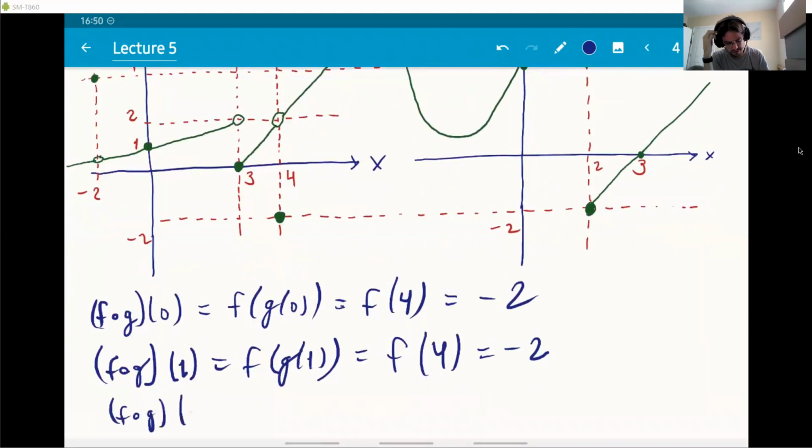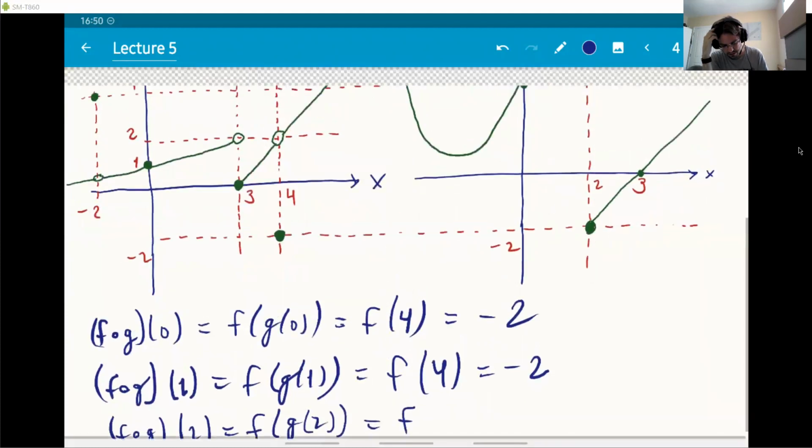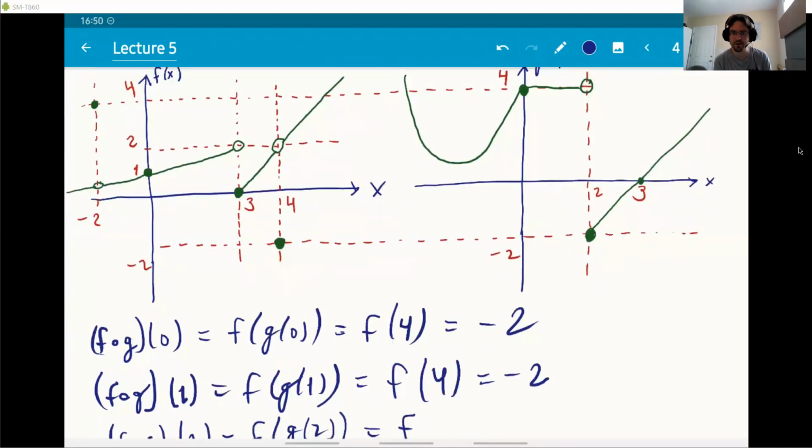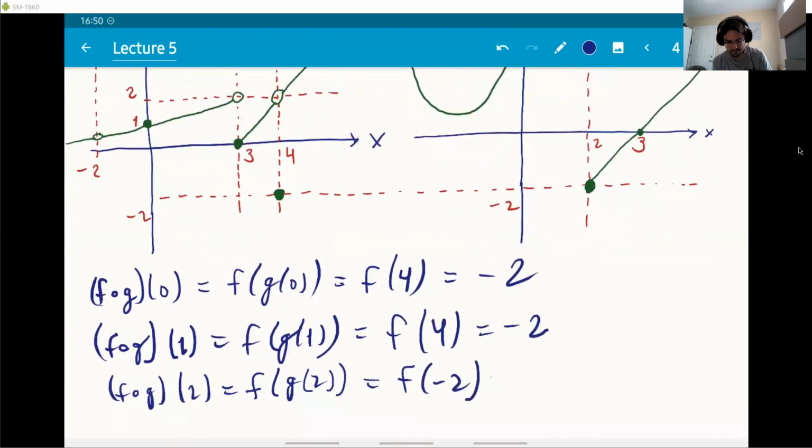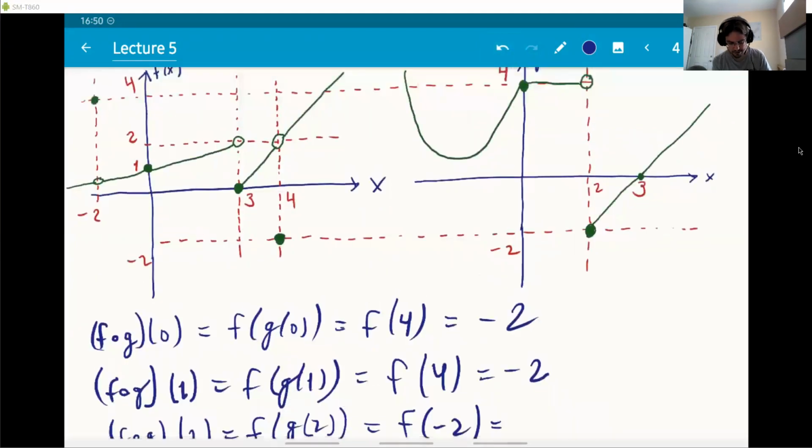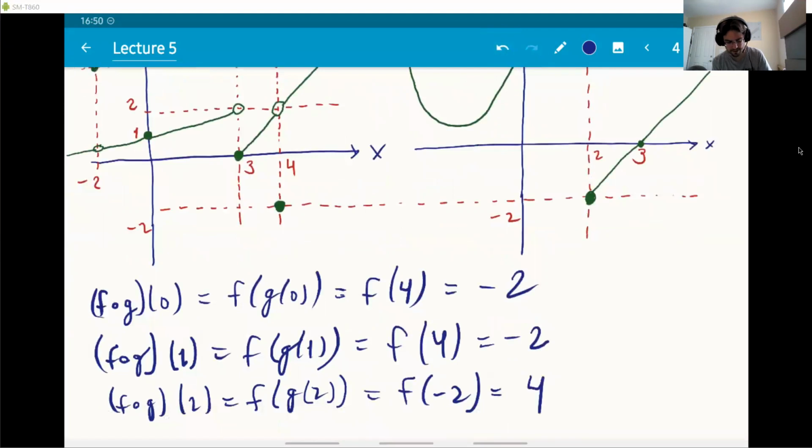Next is the number 2. F of g of 2. What is g of 2 now? Be careful, because when you're computing g of 2, this is an open circle, so g of 2 is not 4. The closed circle is down here. G of 2 is -2. And f of -2, let's look at the graph of f. Here's -2. Look at the closed circle. It's at the height of 4. So this is a 4.